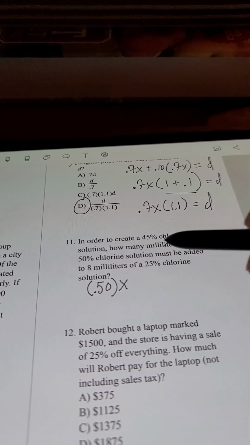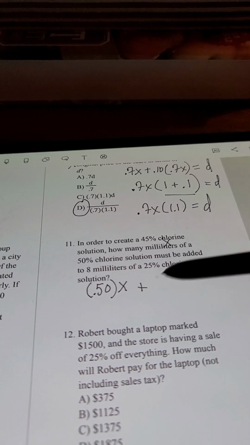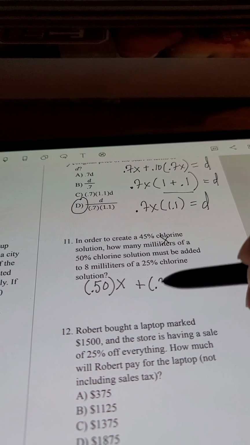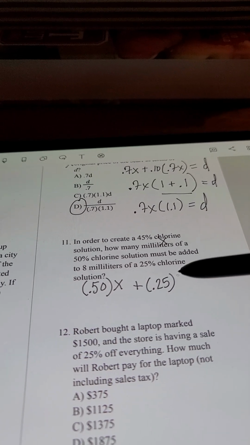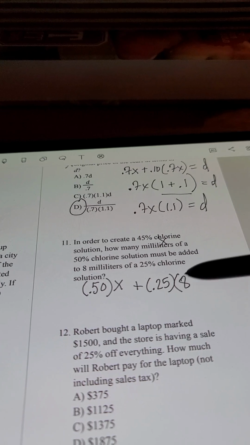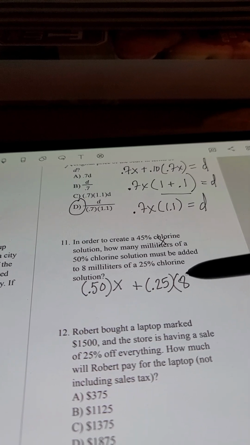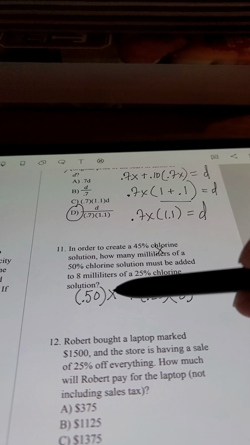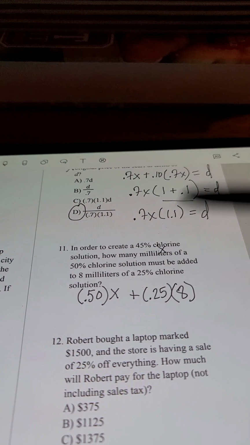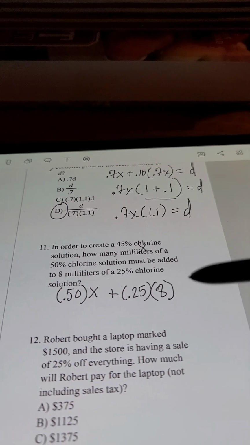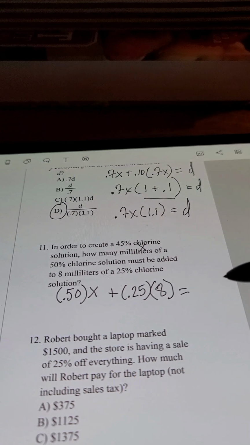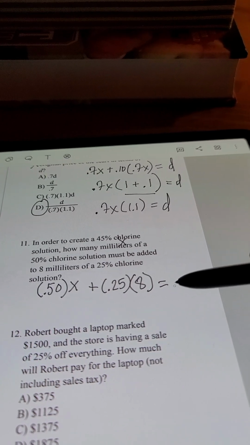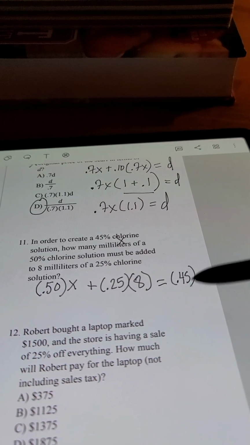That's the part that we're talking about there, plus the other part that I'm mixing together, which would be 25%. 0.25 is 25% as a decimal. And then it would be 8 milliliters is the volume. So right here we have the percent as a decimal times the volume. So part plus part equals the whole thing, which is the 45% chlorine solution that we're creating, which as a decimal is 0.45.